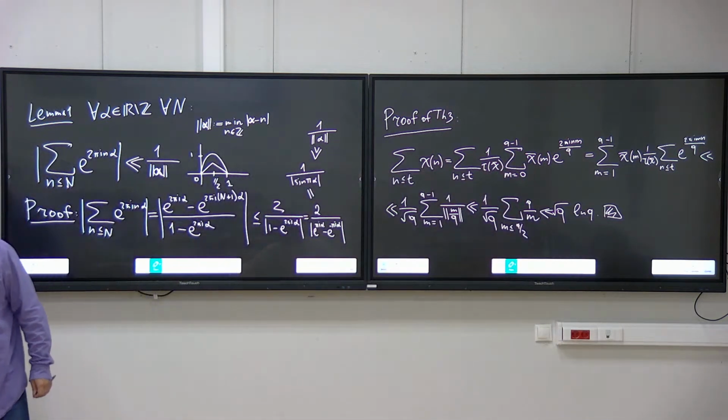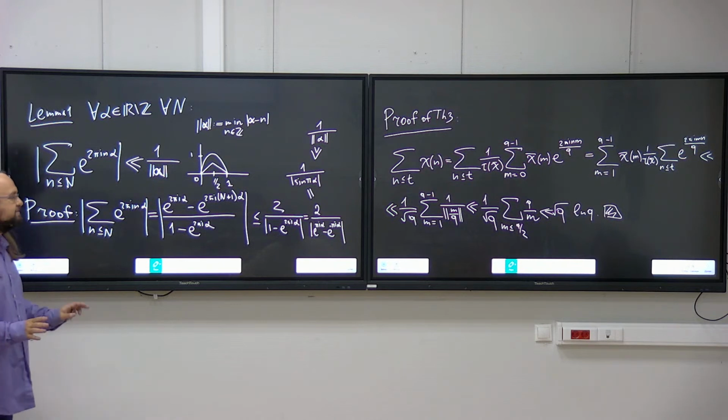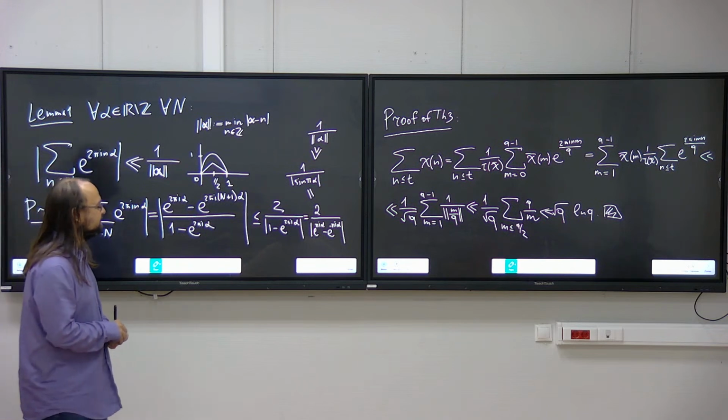So using the Fourier expansion, we actually get something very non-trivial for the sums.